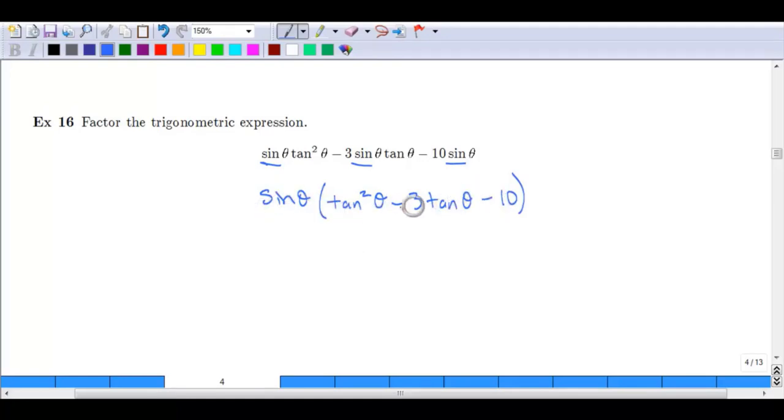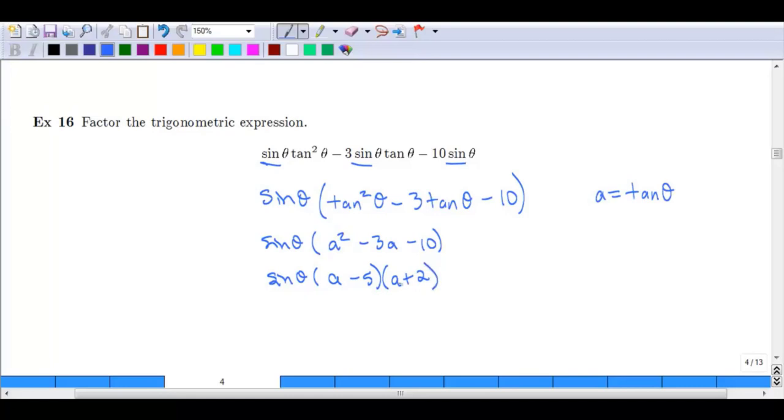Now this might look a little confusing, but what we could do is instead, let's say that a is equal to tangent of theta. When we do that, we can rewrite this as a squared minus 3a minus 10, and we know how to factor that from algebra. I said before we're going to be doing a bit of algebra here with our trig. So when we factor that, we get an a minus 5 and an a plus 2. Again, you can kind of verify that.